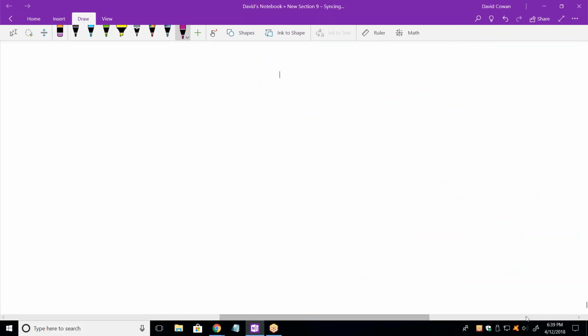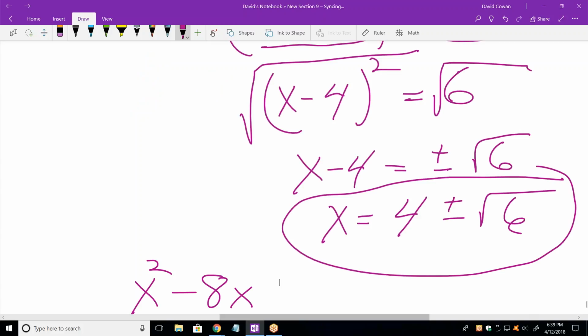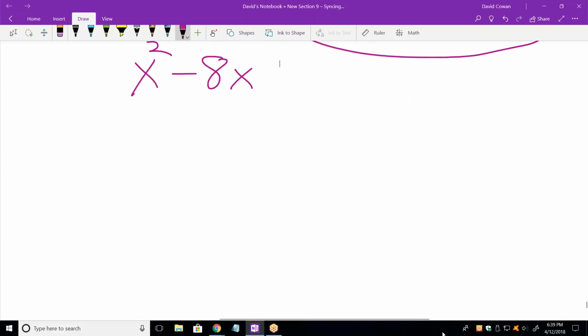Read me your problem again since I don't want to scroll back up to it. It was x squared minus 8x plus c. And the question was to find the value of c that completes the square. Okay. So what is c got to be?